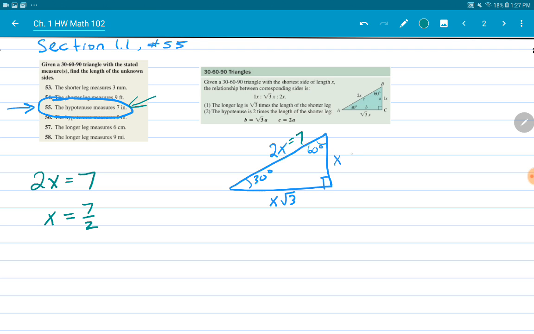So then for this short side, I will get 7/2. And that means this side is going to be 7/2 with that radical 3. And that can go right on top in the numerator of my fraction, or it can go out in front of my fraction, either way.